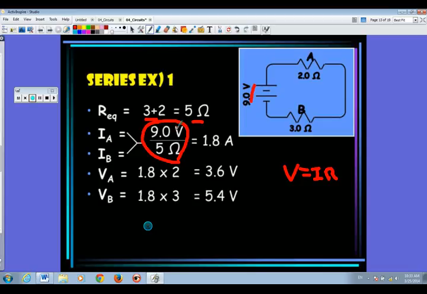To get the voltage, you take your 1.8 amps, you got through 2 ohms, and you got through 3 ohms. So you can get that voltage drop across each one. Make sense? Find the resistance. For a series circuit, find the resistance, find the current, find the voltage. So for a series circuit, you just add the resistors. The current is the same throughout each one, and the voltage drops across each resistor.